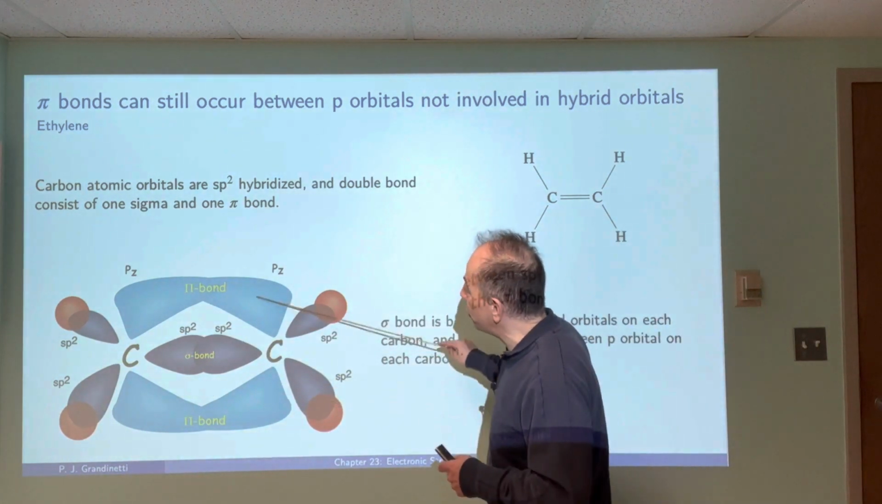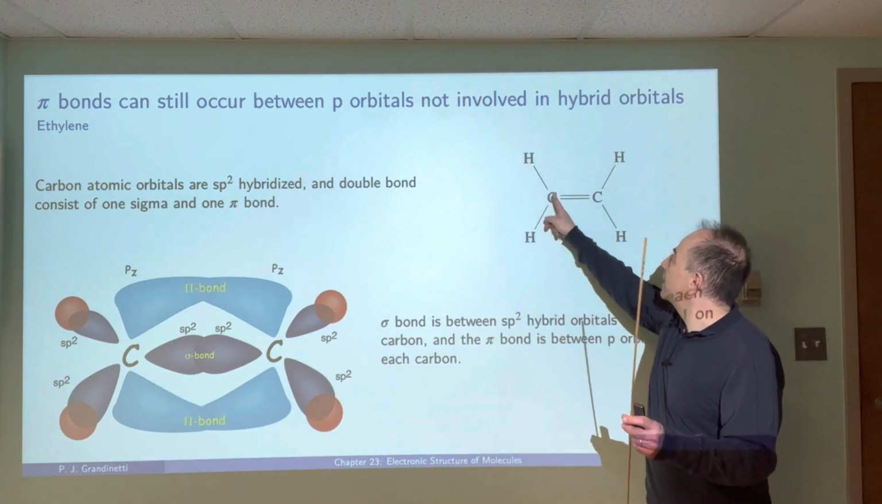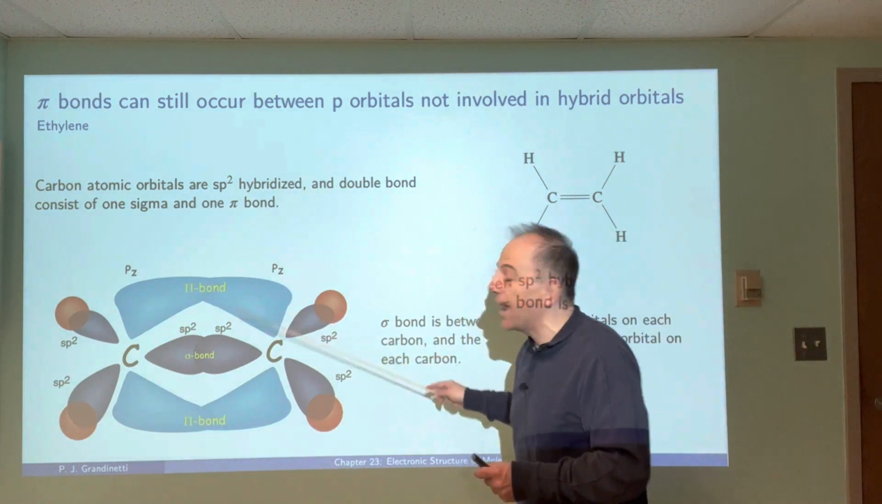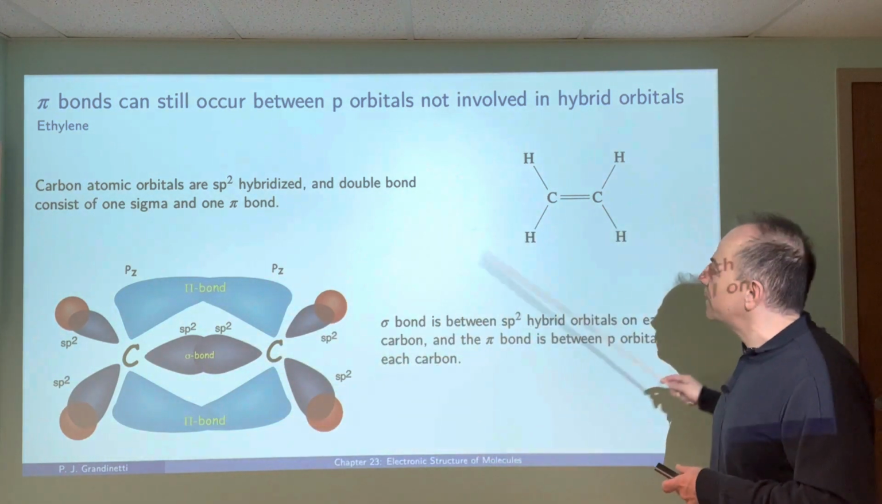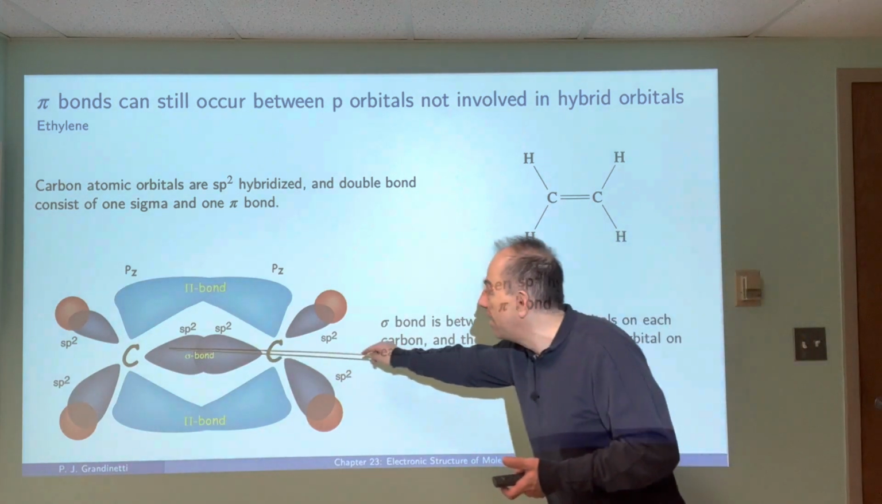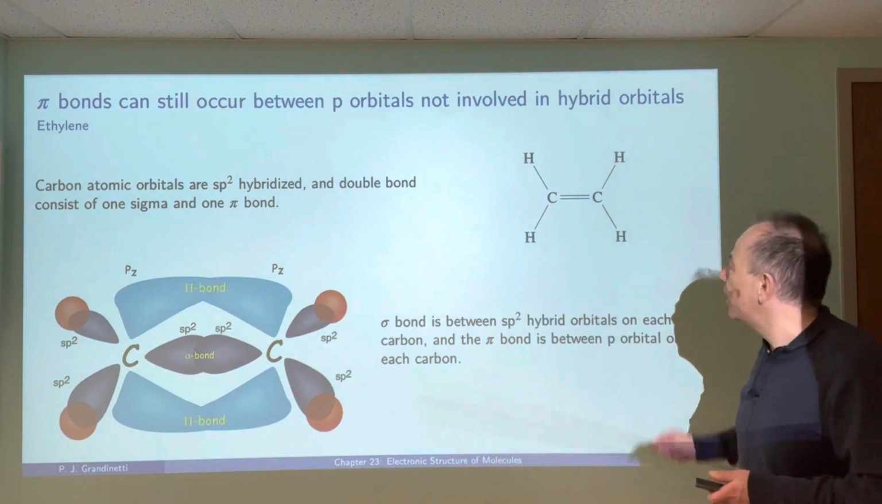But then you additionally can have a pi bond, for there will be a p orbital sticking out of each of the carbons out of the plane here, and those will come together to form a pi bond. So that actually is how the double bond in ethylene is made. It's made from one sigma bond between the carbons and then a pi bond between the pz orbitals of those carbons.